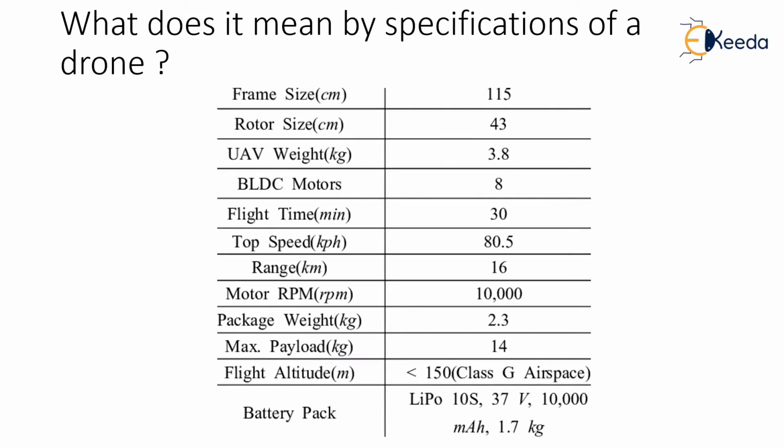Let's first understand what we mean by specifications here. If we look at the slide, we can see the specifications such as size of the drone, endurance, payload, altitude, and battery pack requirement of the drone. These are the basic specifications that you will have to decide at the initial stage. However, the values of these specifications will get refined as you progress in the design stage.